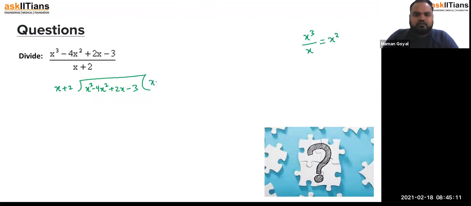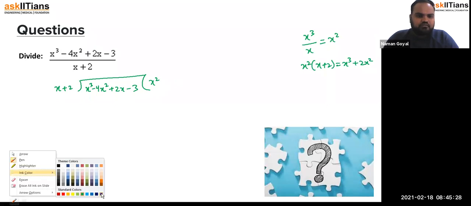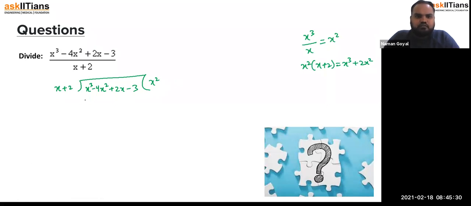Now x square comes here. Now x square is going to be multiplied with this complete divisor. So x square into x plus 2, how much do we get? x cube plus 2x square, right? So we can write down this quantity here: x cube plus 2x square. Now we have to subtract this. If we subtract this, the sign will change. So it will be cancelled out.